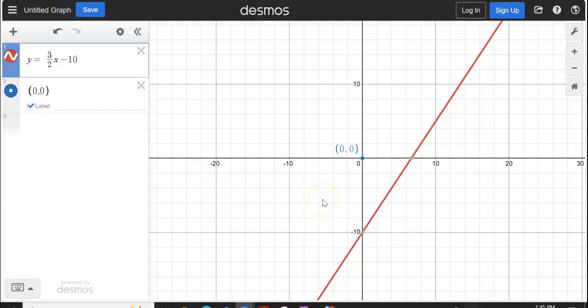And in geometry, the shortest distance between any two objects, either lines or a point and a line, is straight and perpendicular to the line. That means it intersects at 90 degrees to the line y equals 3/2 x minus 10. So this is what we have to deal with.